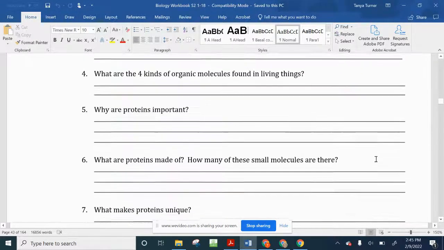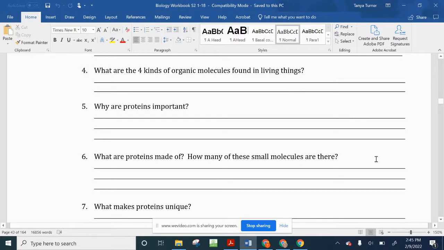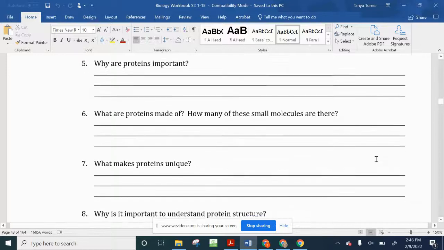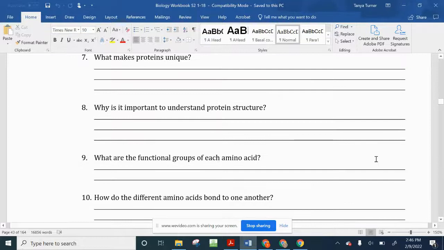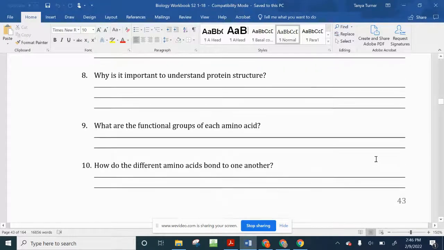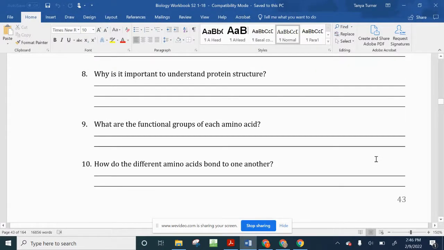Number 4, what are the 4 kinds of organic molecules found in living things? Number 5, why are proteins important? Number 6, what are proteins made of? How many of these small molecules are there? Number 7, what makes proteins unique? Number 8, why is it important to understand protein structure? Number 9, what are the functional groups of each amino acid? Number 10, how do the different amino acids bond to one another?